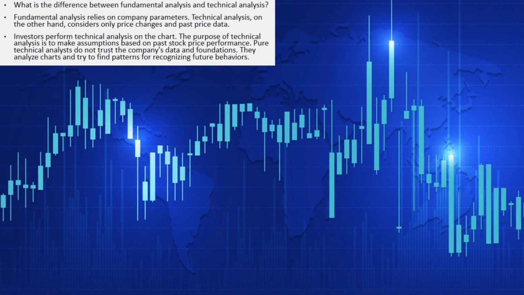What is the difference between fundamental analysis and technical analysis? Fundamental analysis relies on company parameters. Technical analysis, on the other hand, considers only price changes and past price data. Investors perform technical analysis on the chart. The purpose of technical analysis is to make assumptions based on past stock price performance. Pure technical analysts do not trust the company's data and foundations. They analyze charts and try to find patterns for recognizing future behaviors.